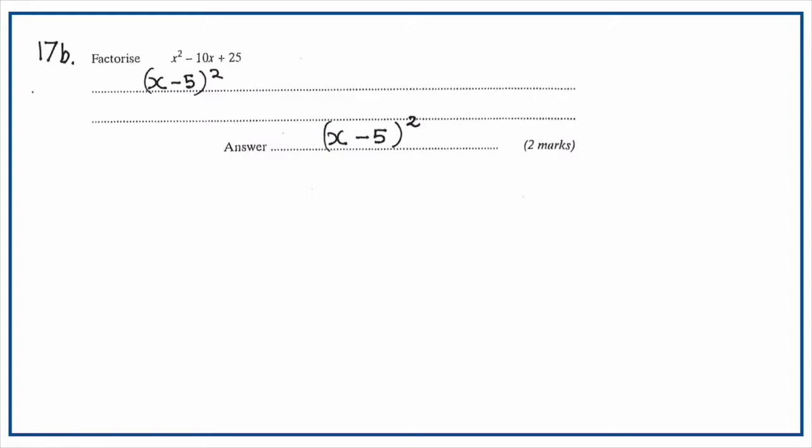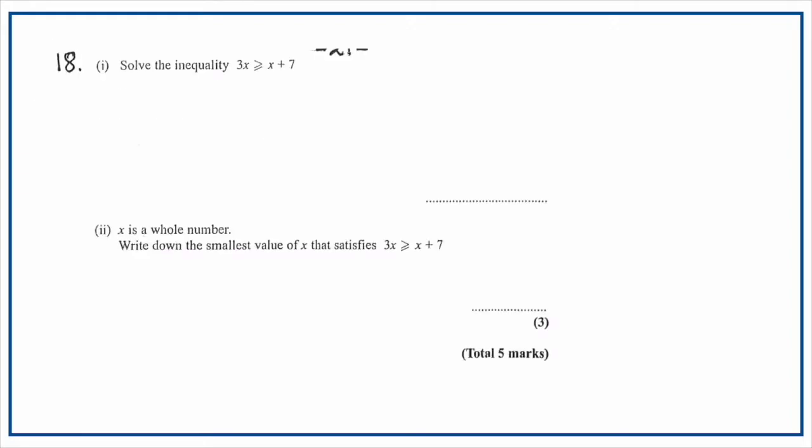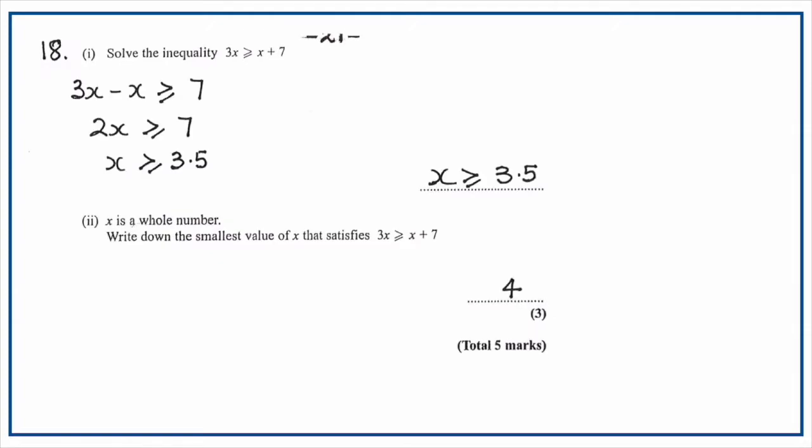Question 18, part 1. Solve the inequality 3x greater or equal to x plus 7. Well, here we want to take x to the left-hand side. So if we minus x on both sides, we get 3x minus x greater or equal to 7. 3x minus x is 2x greater or equal to 7. 7 divided by 2 is 3.5, so x is greater or equal to 3.5. So the answer is x greater or equal to 3.5.